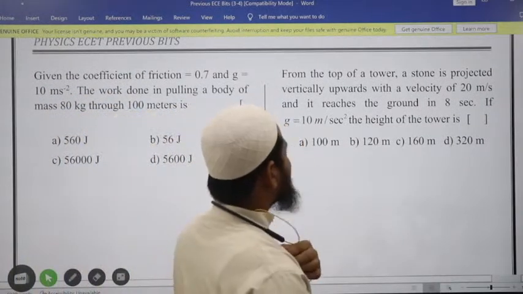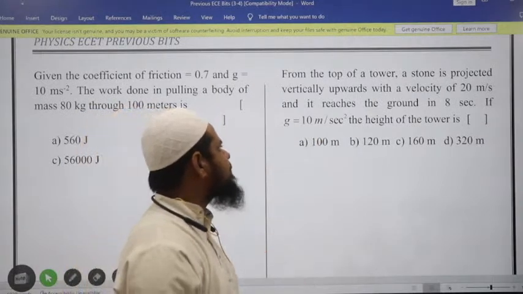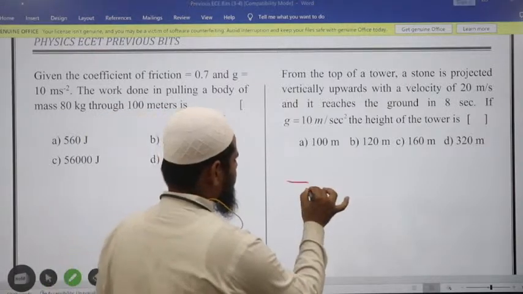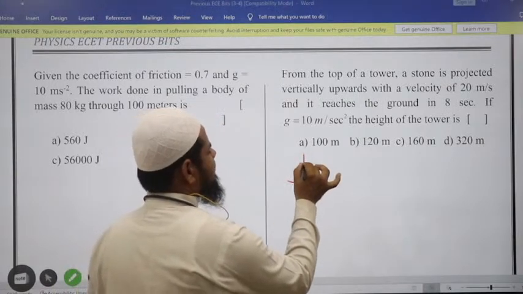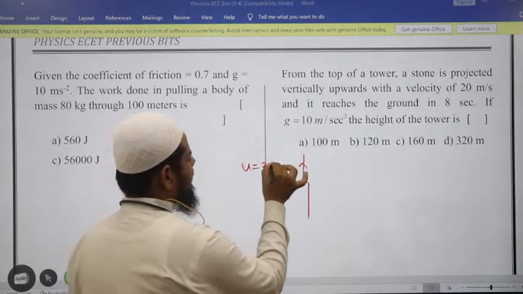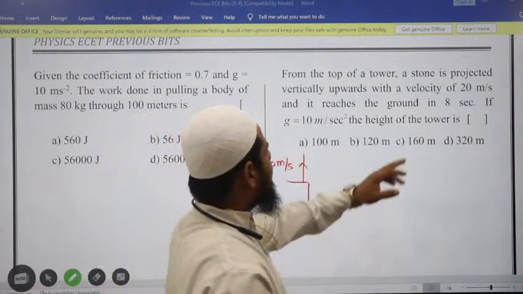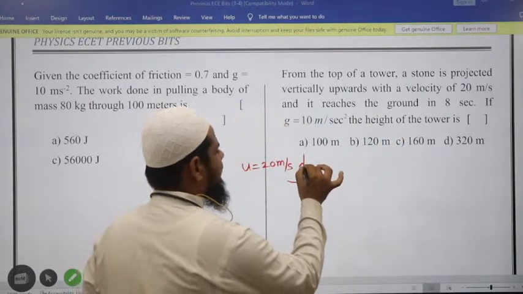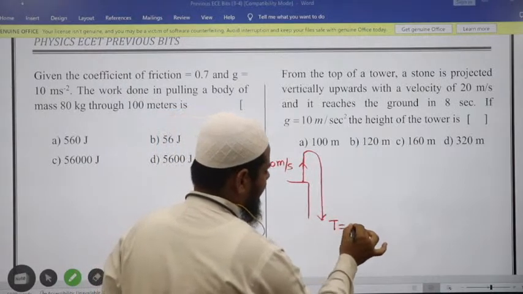From the top of a tower, a stone is projected vertically upwards with a velocity of 20 meters per second, and it reaches the ground in 8 seconds. Look at this. It moves up and then it comes down. The total time is ticking by, it is 8 seconds.